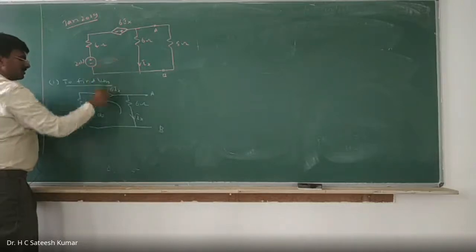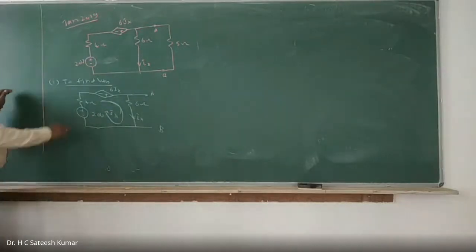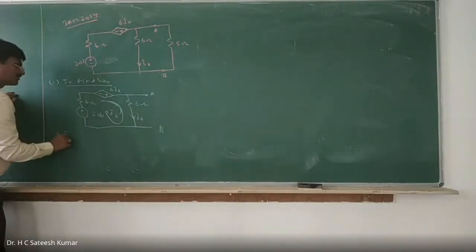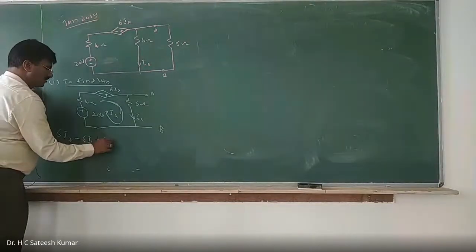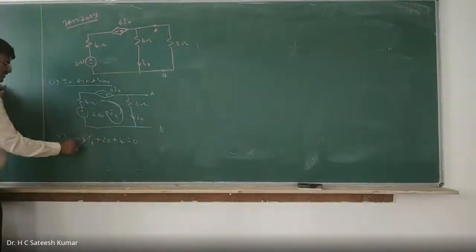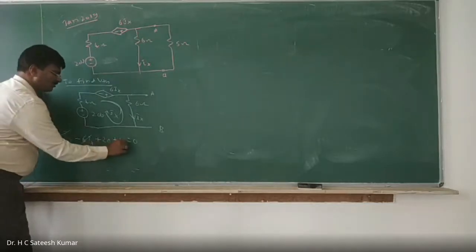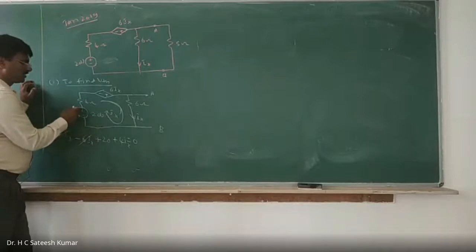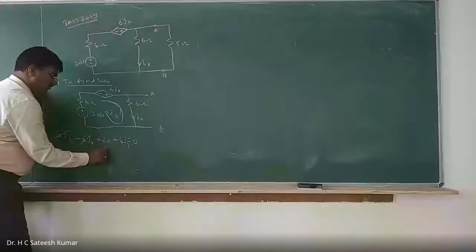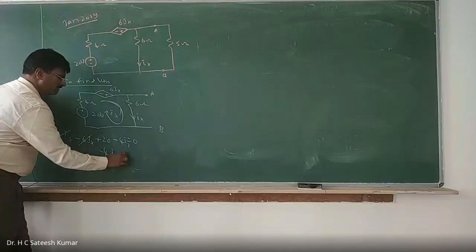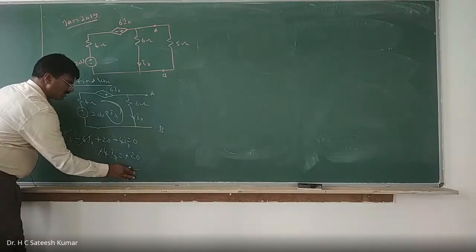Take the loop current as Ix only. Now start from this point: minus 6Ix plus 20 plus 4Ix is equal to 0. Minus 6Ix plus 6Ix gets cancelled. Minus 2 plus 20 in the same direction, minus 4Ix is equal to minus 20. Therefore, Ix is equal to 5 amps.